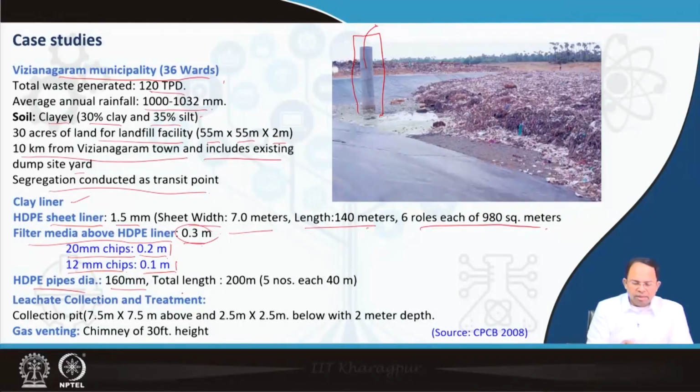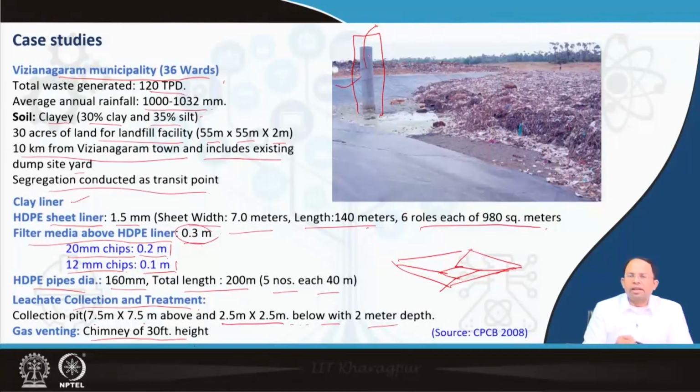HDPE pipes of 160 mm, total length 200 meters. 5 pipes, each 40 meters apart, have been designed. Leachate collection and treatment is through a collection pit, 7.5 meter into 7.5 meter above, and 2.5 meter below with 2 meters depth. Right? So that is the design. Gas venting is via a chimney of 30 feet height. So that is this gas venting chimney.